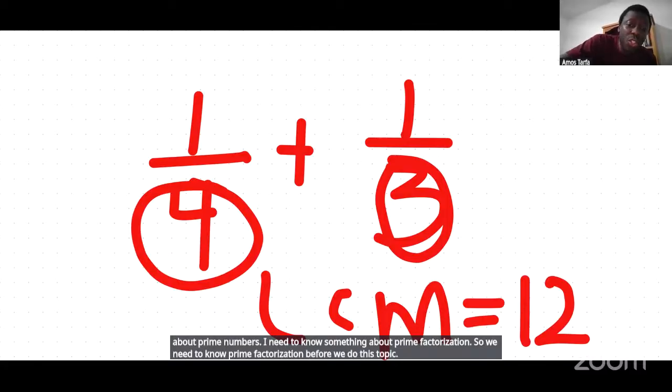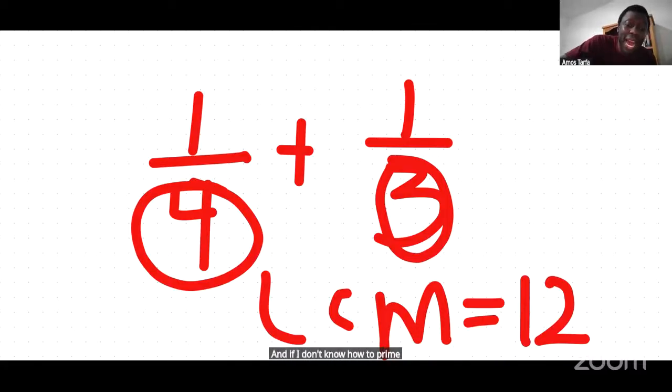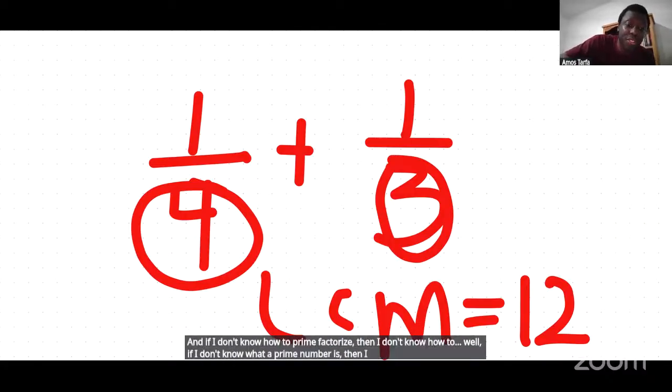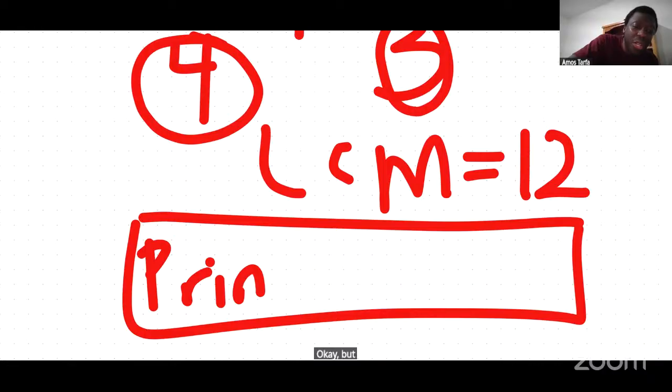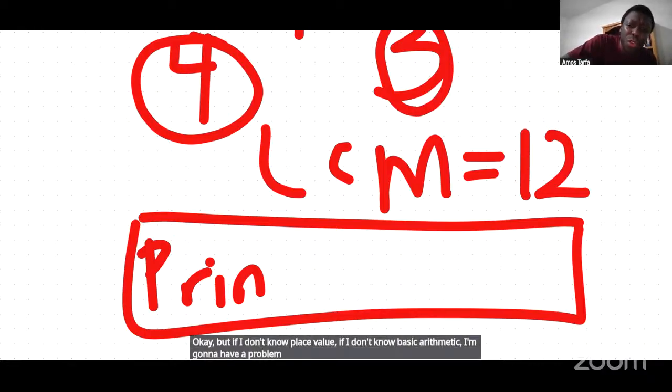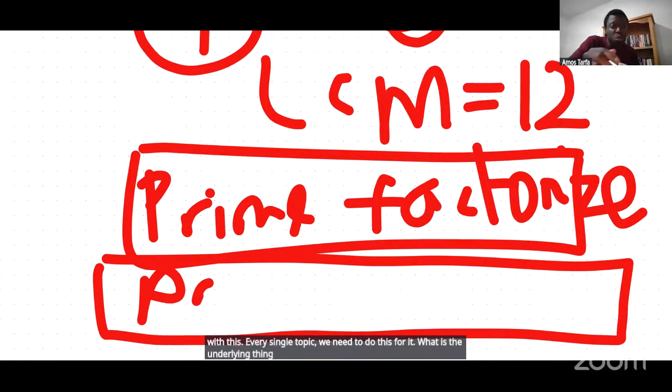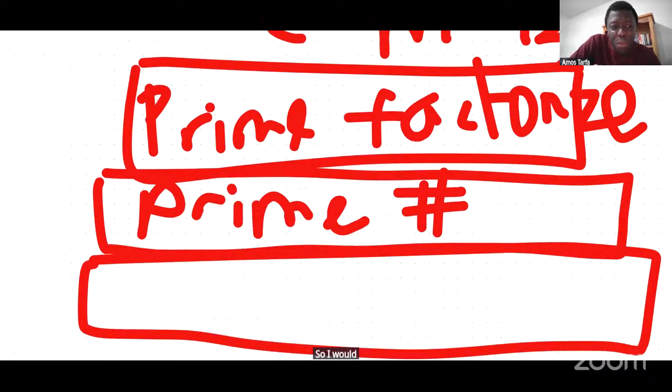And if I don't know what a prime number is, then I don't know how to prime factorize. So guess what? I'm going to go down below that and I'm going to write prime numbers. Okay? But if I don't know place value, if I don't know basic arithmetic, I'm going to have a problem. I don't know if the educators are seeing where I'm going with this. Every single topic, we need to do this for it. What is the underlying thing that allows you to do that topic well? So I would argue that prime numbers are the most important.